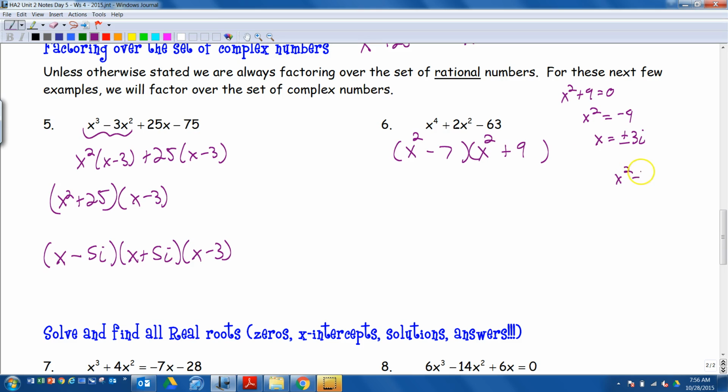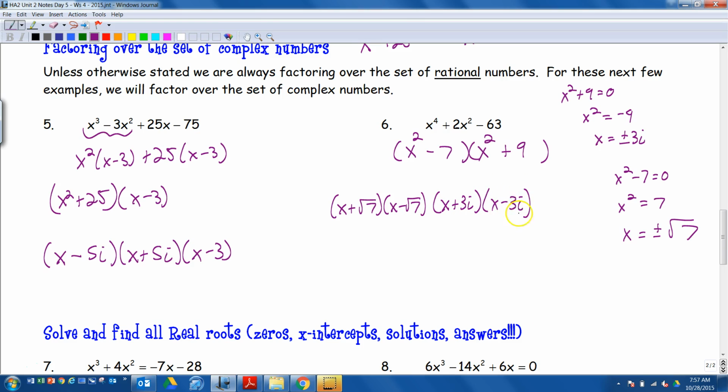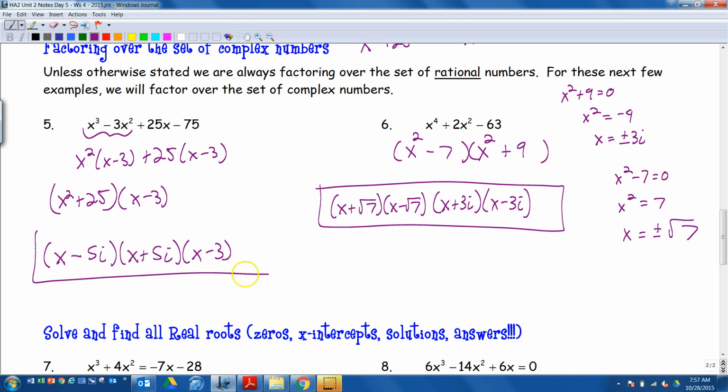The other thing is positive 7 over here, so when you take the square root, you get plus or minus root 7. So normally we wouldn't want those in our factored form, but again, since it's complex, we will. So our final answer looks like x plus root 7, x minus root 7, x plus 3i, and x minus 3i. And again, by factoring in the complex, you can see all the solutions.